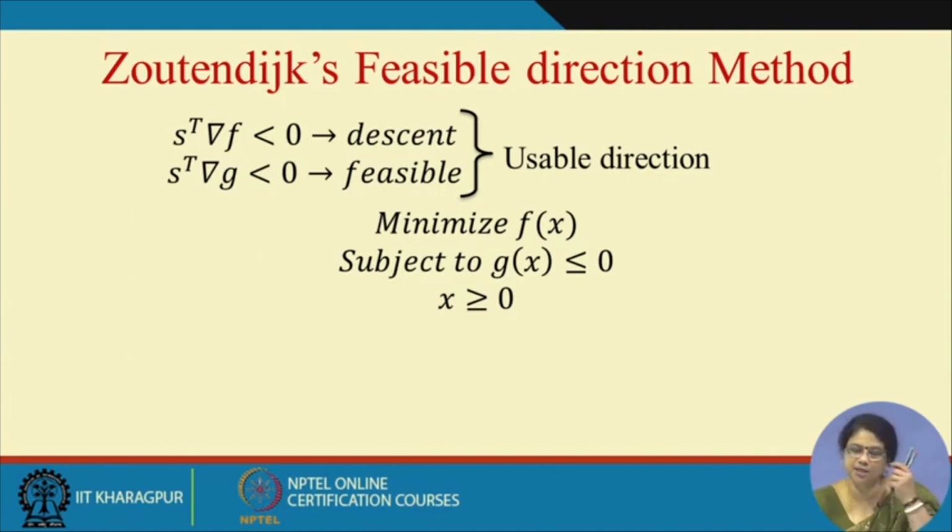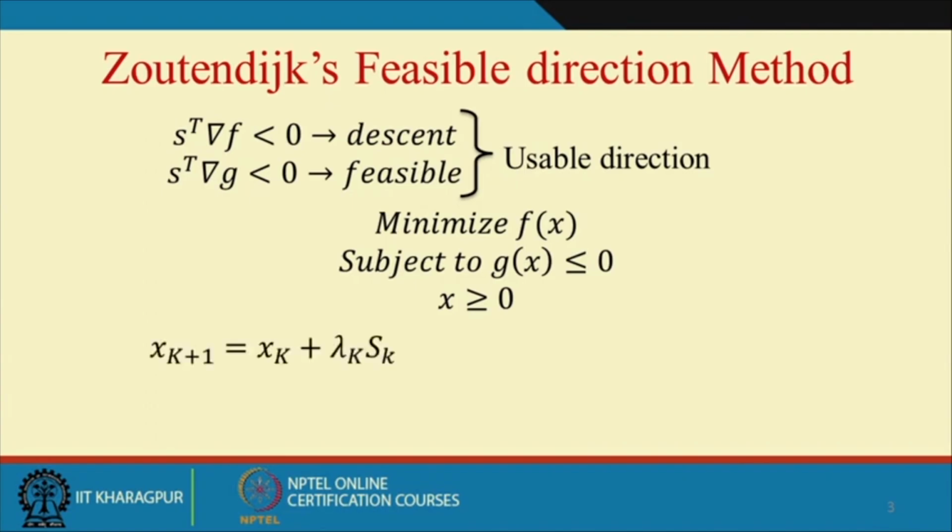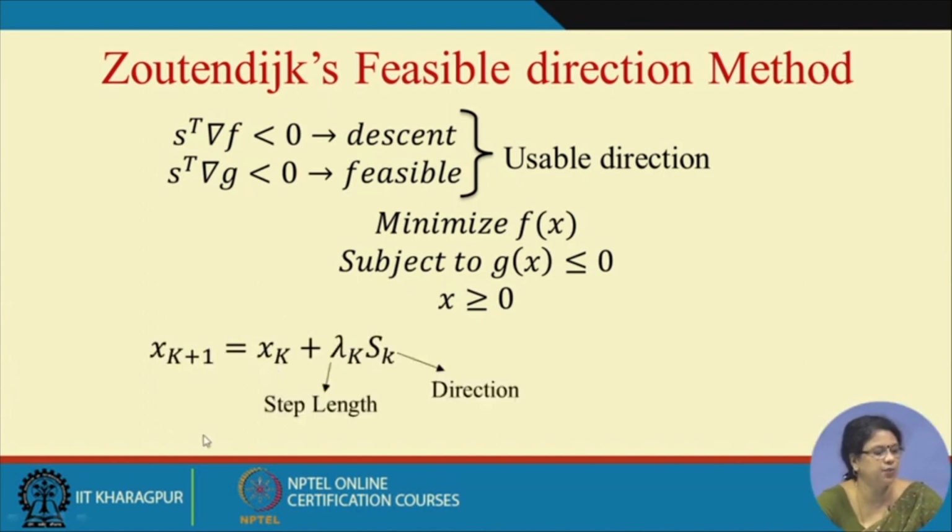And for the maximization problem, if the direction is ascent as well as feasible, that is the usable direction. That is the term given by Zoutendijk, that we will move through the usable direction. We won't say that we will move through the descent direction or ascent direction. We will say that we will move through the usable direction. That is why we will move from xk to xk plus 1 in such a way that the direction must be usable in nature. That is the basic philosophy of Zoutendijk method.